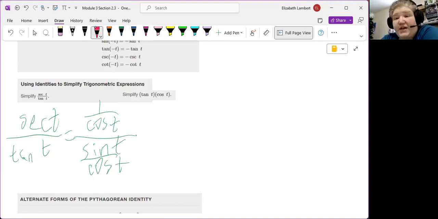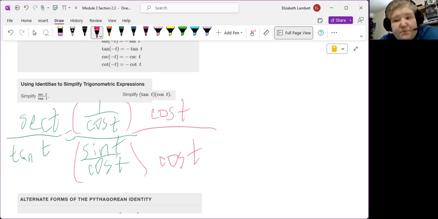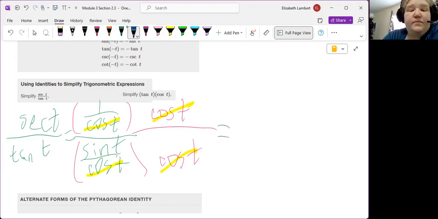Now, since we're dividing a fraction by a fraction, we can multiply by the reciprocal. I'm going to do something a little bit weirder though, but this can be really useful in trig identities. So I'm going to multiply by a weird form of 1. In this case, since I'm seeing cosine t on the bottom in both fractions, if I multiply by cosine t over cosine t, I'm multiplying by a weird form of 1. But then the cosine t's end up canceling everywhere. And we are left with 1 over sine t, which is cosecant t.